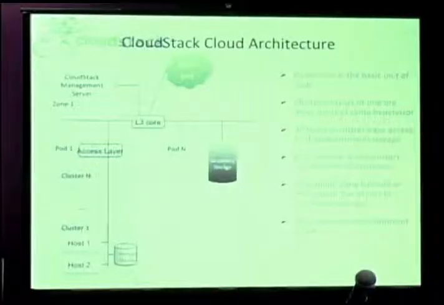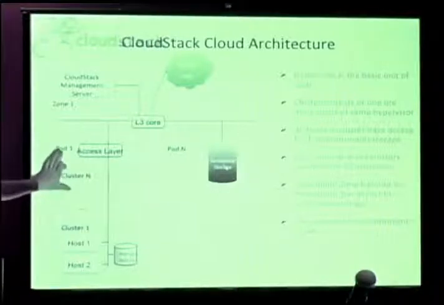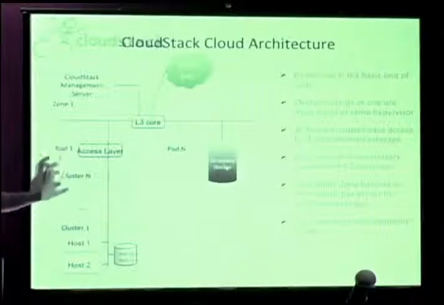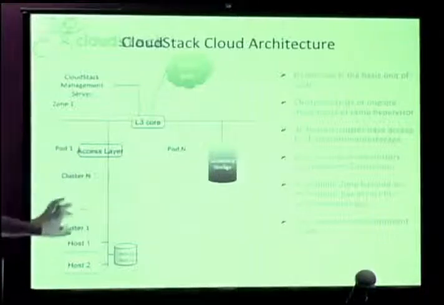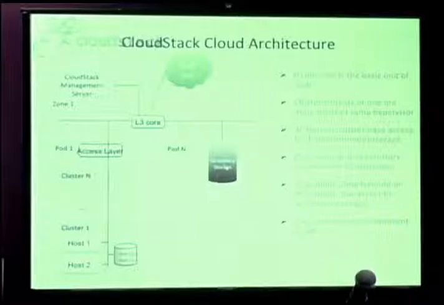Within the zones, we have pods, which are roughly racks, but it's really a logical denomination. It's not really a physical limitation. And within pods, we have clusters, which is a group of nodes of a homogeneous type of hypervisor. That means that within a single rack, you could have a cluster of VMware, a cluster of Xen, and a cluster of KVM. So if you want to mix hypervisors, you can, and it's a very powerful feature.